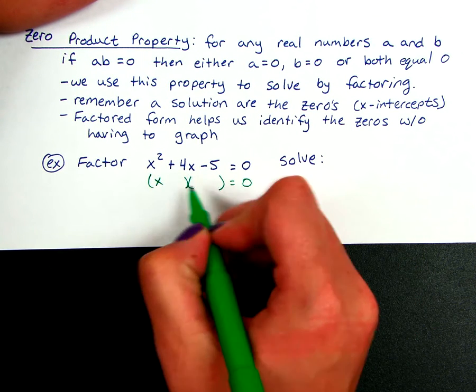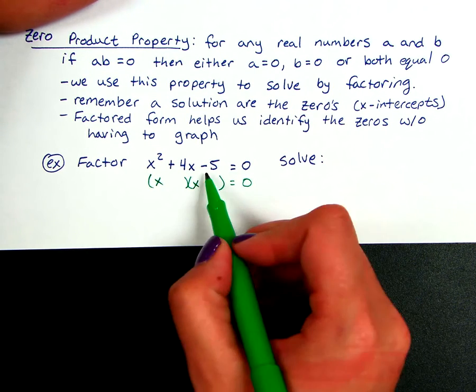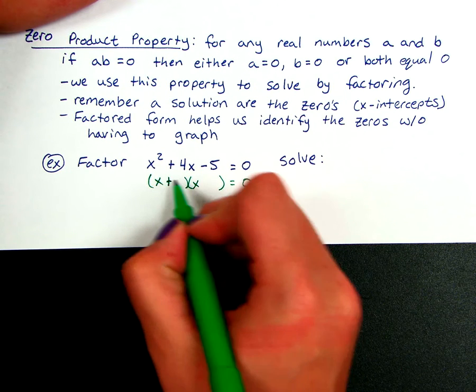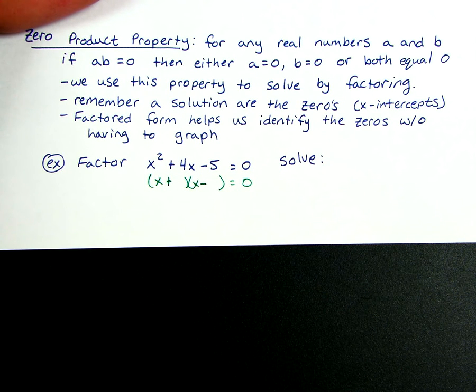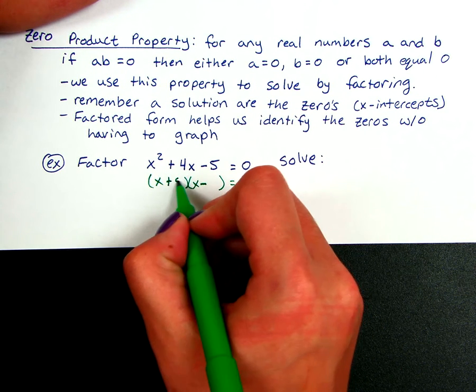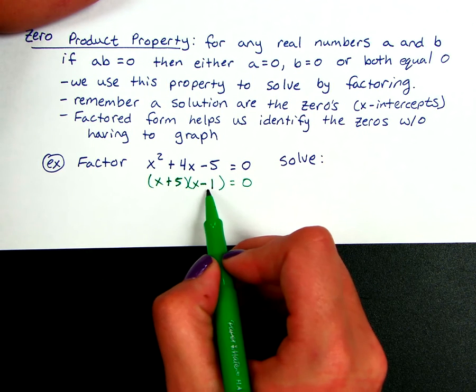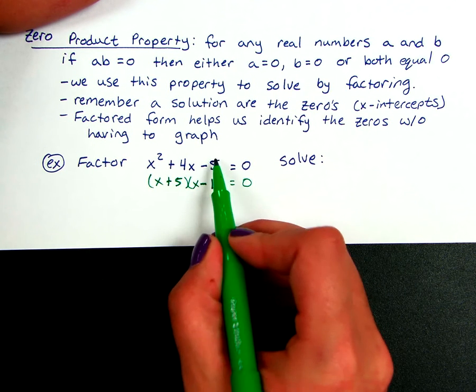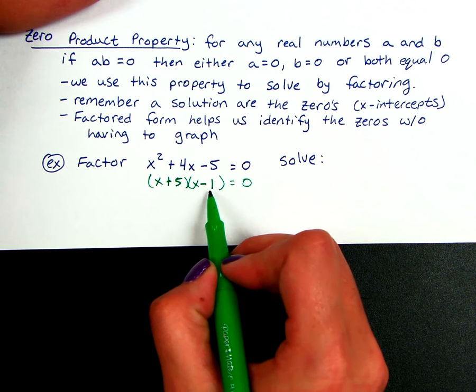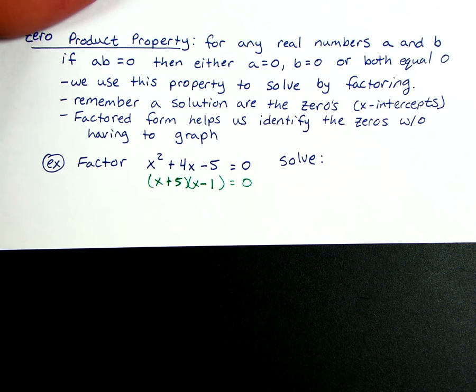Okay, so this will be x and x. And then since I'm multiplying to be a negative, I'm going to have a positive and a negative number. And we would want to choose positive 5 and negative 1. So again, positive 5 times negative 1 is negative 5. Positive 5 plus negative 1 is positive 4.